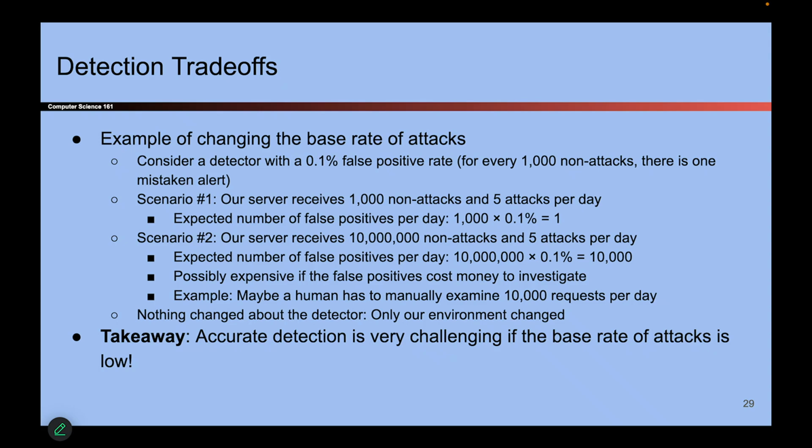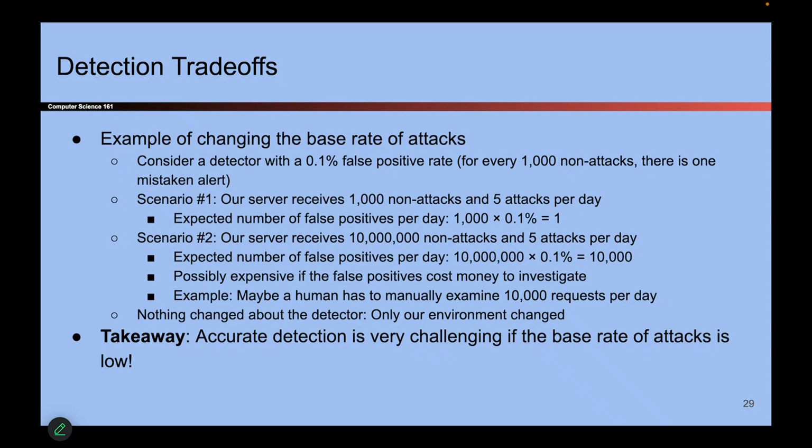Not so bad. Now, let's say your server gets really popular. You've blown up, and tons of users want to use your system. So now, instead of just 1,000 legitimate users, you now have 10 million legitimate users. You're a very popular website. And they're still the same 5 attackers from before. Now, if we run the exact same system, the same false positive rate 0.1% system, let's see how many false positives we get. There are 10 million users. 0.1% of those users get accidentally flagged as attackers. This comes out to 10,000 false positives.